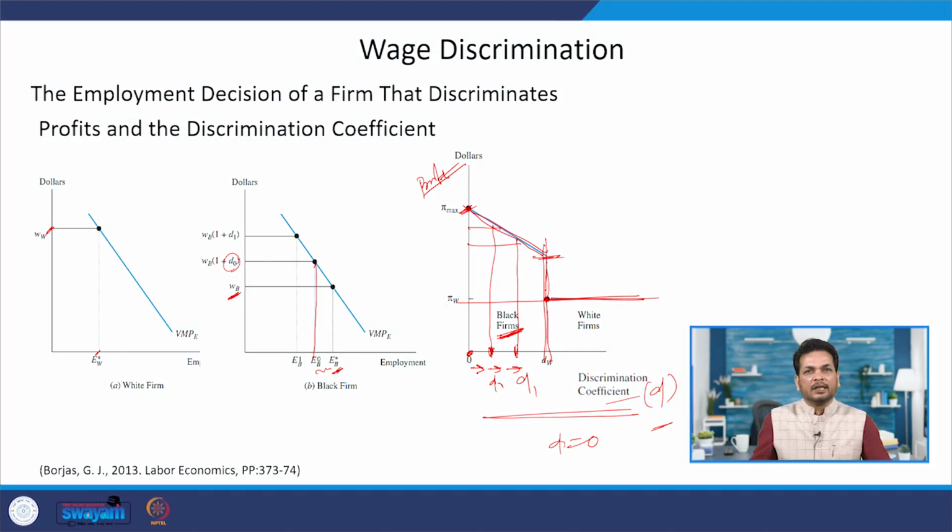So, from the graph we can draw the relationship between the farm's profit and the discrimination coefficient. The most profitable farm is the farm that has a 0 discrimination coefficient. So, the colorblind farm hires an all black workforce, and the number of employment is E star B amount of workers, and it has the maximum profit. Farms with a slightly positive discrimination coefficient still have an all black workforce, but they employ fewer black workers and earn lower profit.